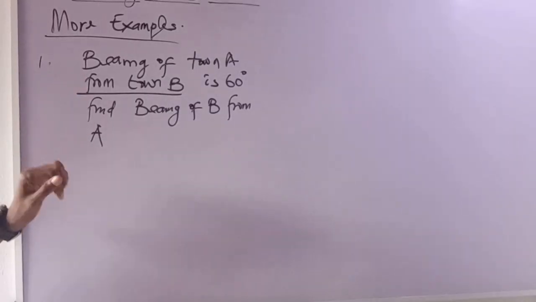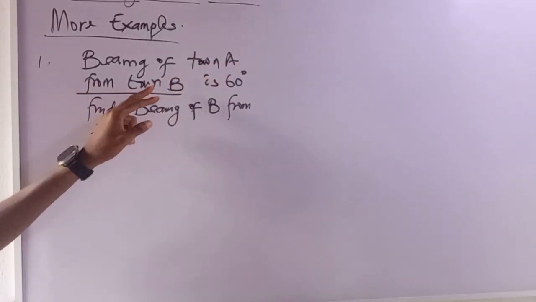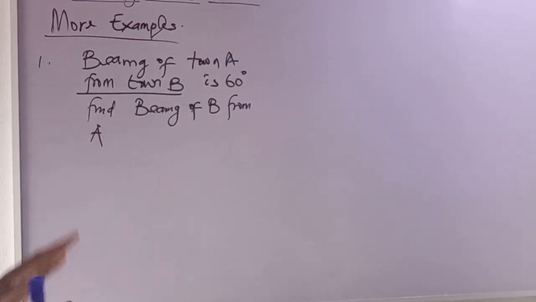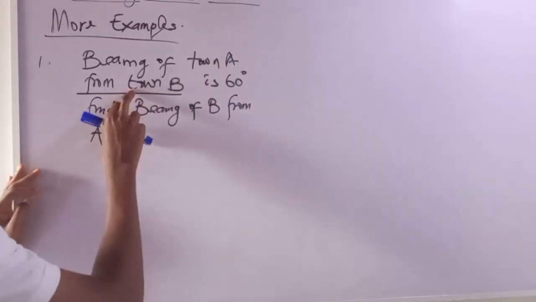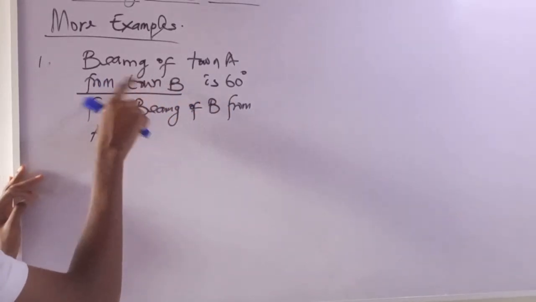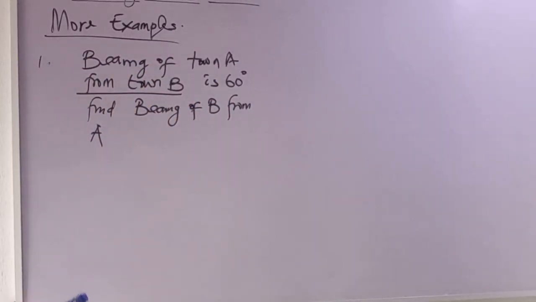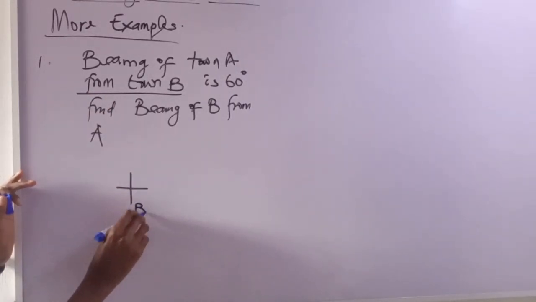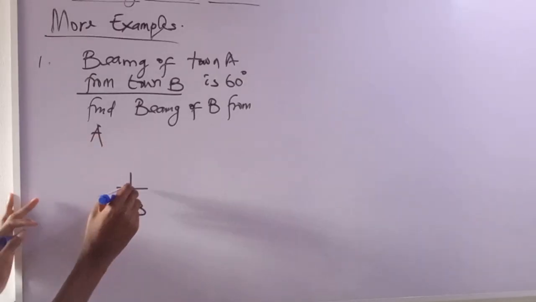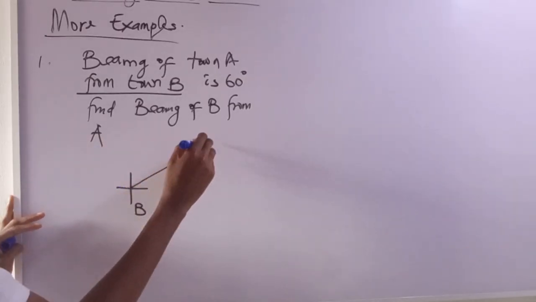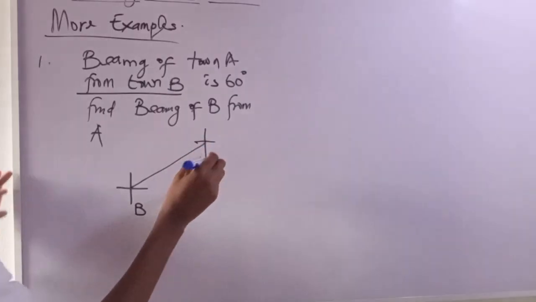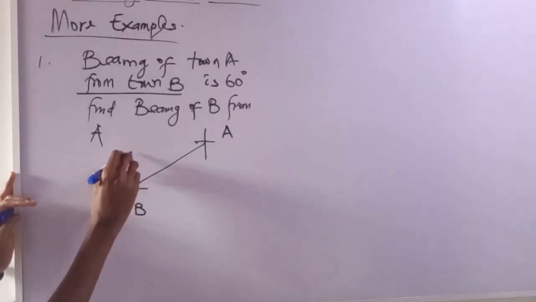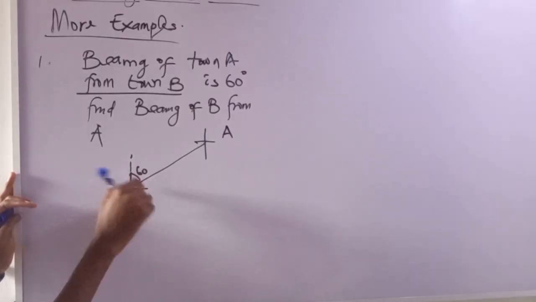Considering this example here, which says that the bearing of town A from town B is 60 degrees, find the bearing of B from A. Now we should note that the bearing of town A from town B is not the same thing as the bearing of town B from town A. So we have this now to be from B, so we can draw our point here starting from point B. And if we have it to be from B, 60 degrees is found on the first quadrant, so we can extend this to point A. Now if this is point A now, we know that bearing is measured from the north, so if this is our northern line, then here is 60 degrees from the north.